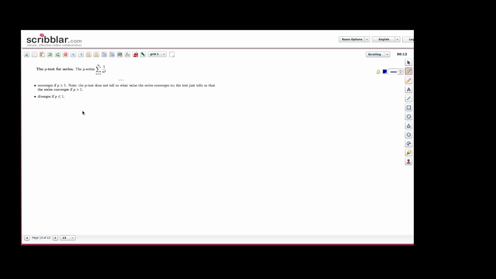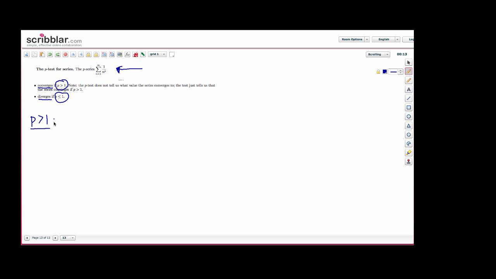In this series of lessons, we will study the p-test for series. The p-test tells us that the sum from n equals 1 to infinity of 1 over n to the p converges if p is greater than 1 and diverges if p is less than or equal to 1. Let's start with the case p is greater than 1, and then we'll look at the other cases separately.